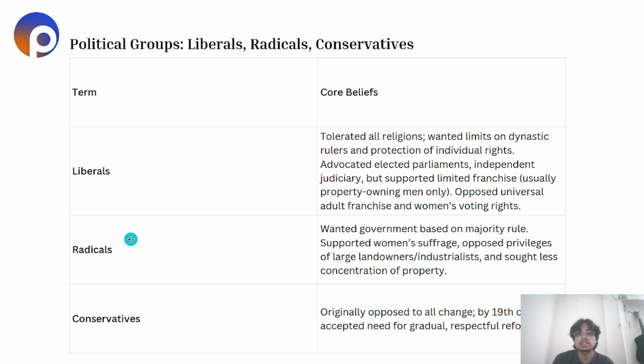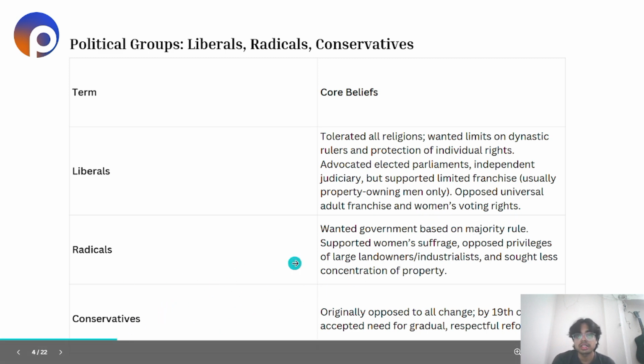Now, radicals. Radicals were the people who wanted government based on majority rule. They supported women's suffrage, they opposed privileges of large landowners and industrialists, and sought less concentration of property. So they didn't want private ownership of property. They were against the large landowners and industrialists, but they also supported women's suffrage. Liberals did not want women to have voting rights.